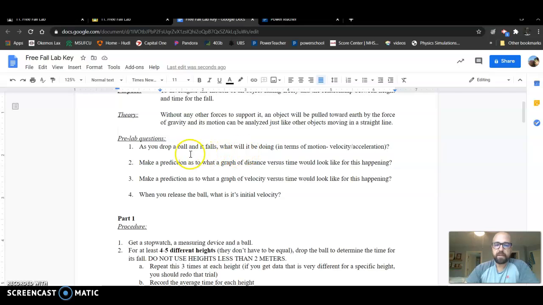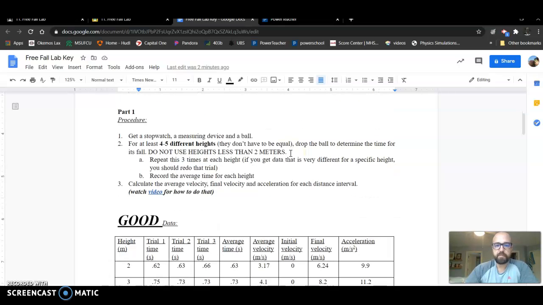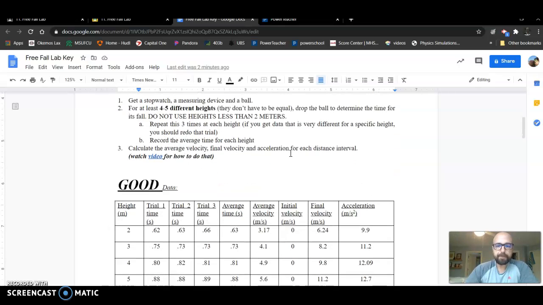And I had some kids who said the ball would accelerate, but then it would stay a constant velocity. So it helps me to see what you're confused on going into it, and then ideally after we've thought about some things and talked about stuff, then you get a better understanding. So just make sure to pay attention to those. I didn't mark them right or wrong because it was pre-lab stuff. So very rarely did I make a note on there.